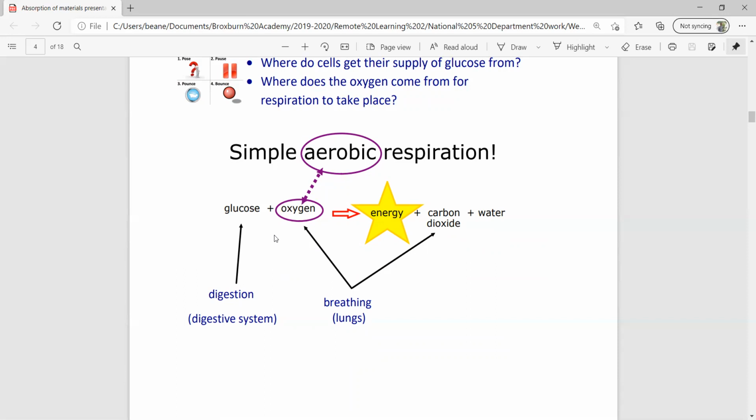And the answer is that these things have to diffuse into the blood. Oxygen and glucose have to diffuse into the blood, in this case, from a part of our digestive system, and in this case, from our lungs. So that's what we're focusing on, is the absorption of materials. How do they get into the blood, and how are they then passed on to where they are needed?